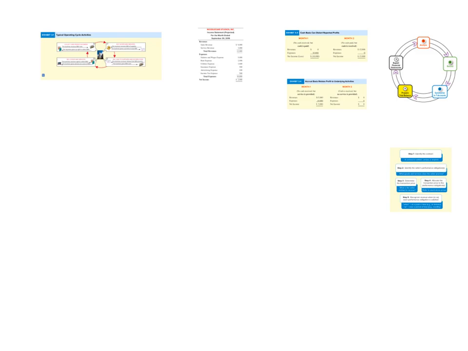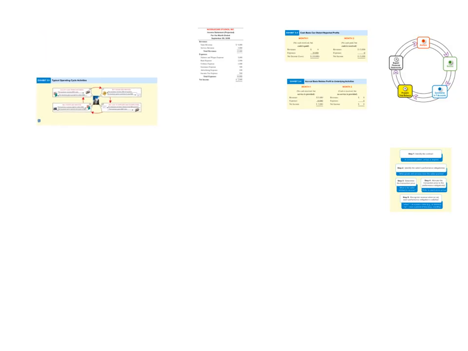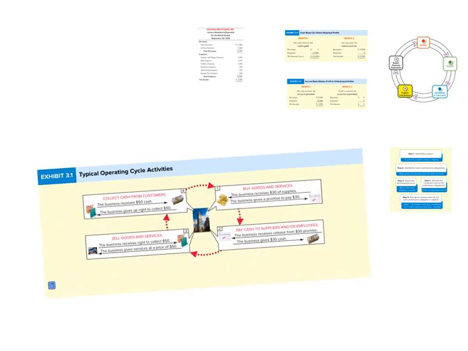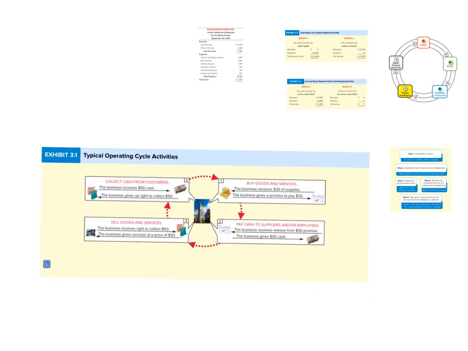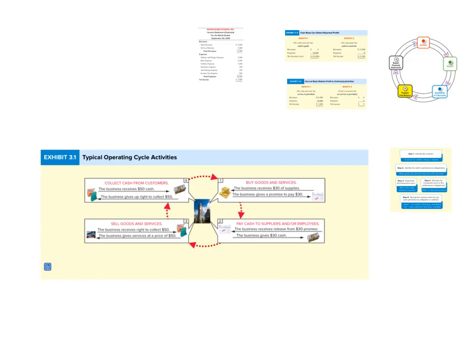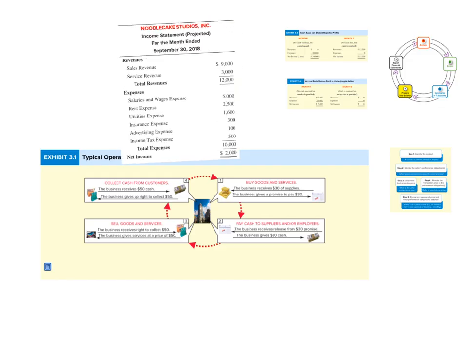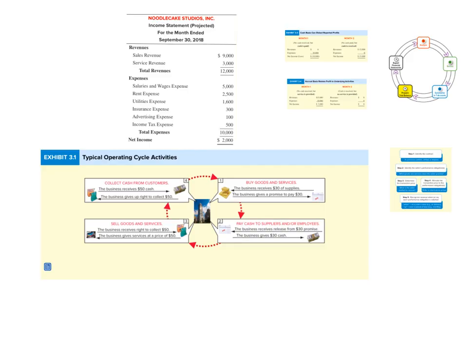Whereas Chapter 2 focused on the balance sheet, Chapter 3 focuses on the income statement. It starts off with a discussion about the operating cycle. The operating cycle, or namely the operating activities within the operating cycle, are the primary sources of revenues and expenses. And as we know, revenues and expenses make up the income statement.